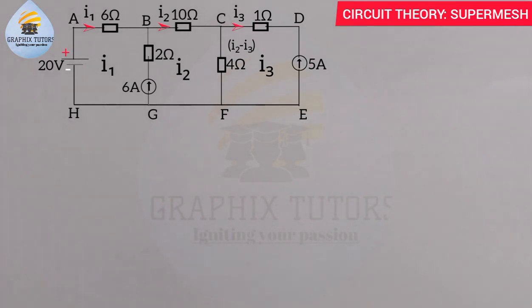Now, if you look at this closely, our 6 ampere current source is in between 2 meshes. That is why we're calling this a supermesh. Whenever you see a circuit and you discover that a current source, whether dependent or independent, is in between 2 meshes, you call that kind of mesh a supermesh, right?